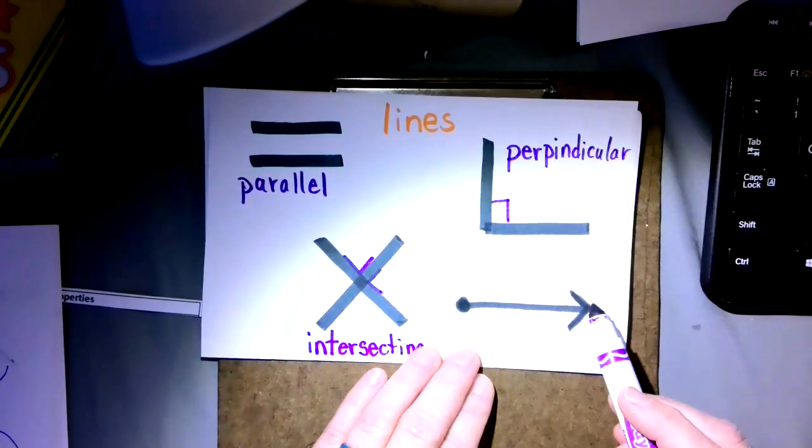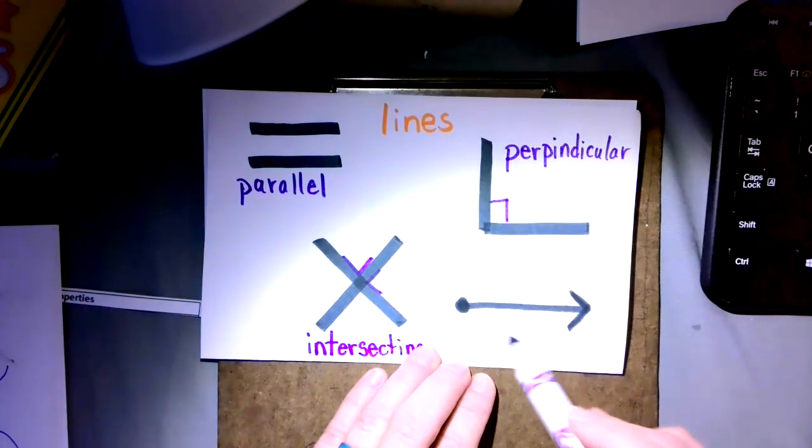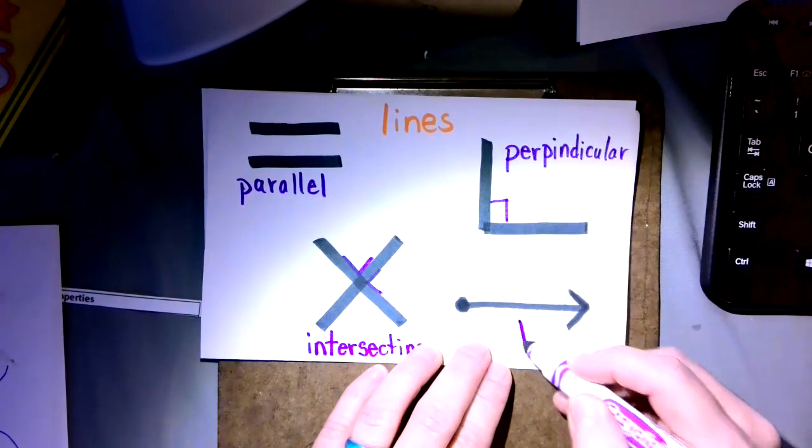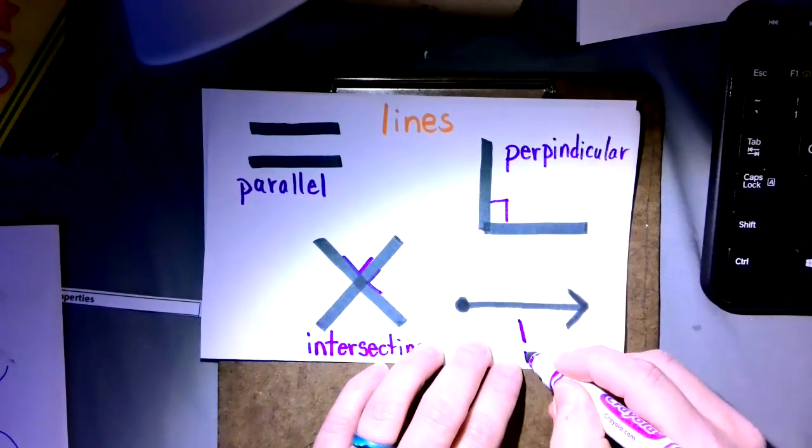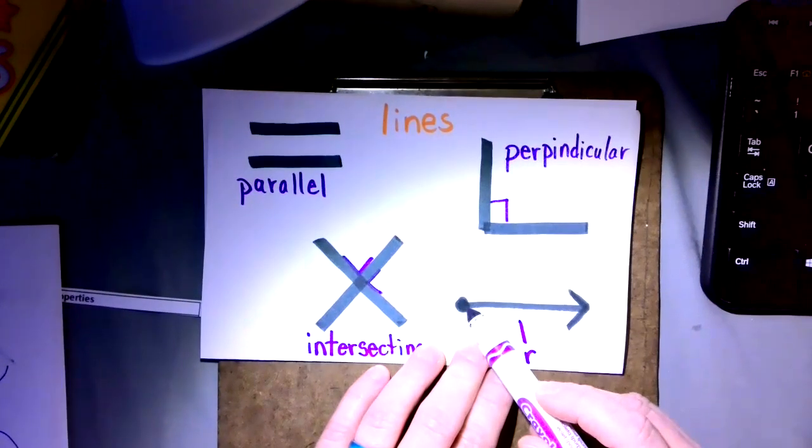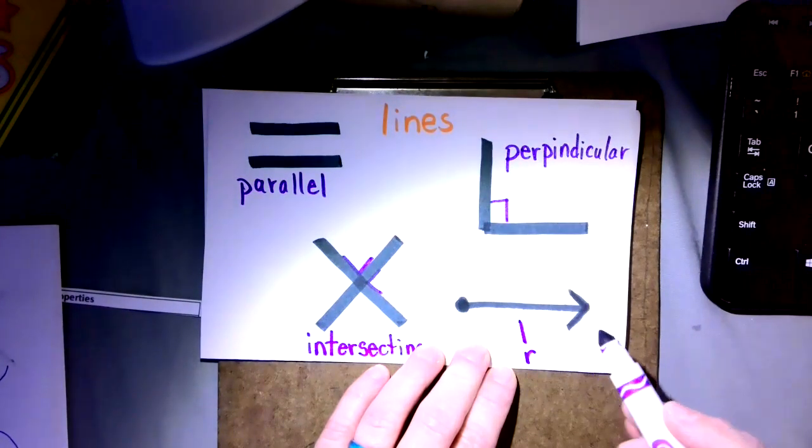Now, this, the whole thing's called a what? Begins with an R, where you have this and then an arrow at the end.